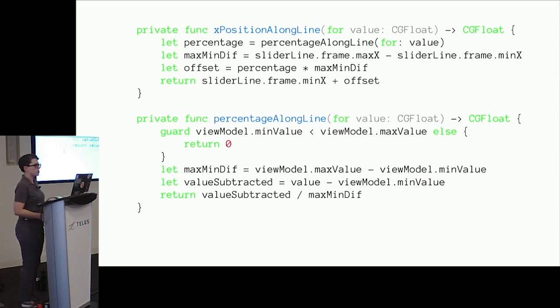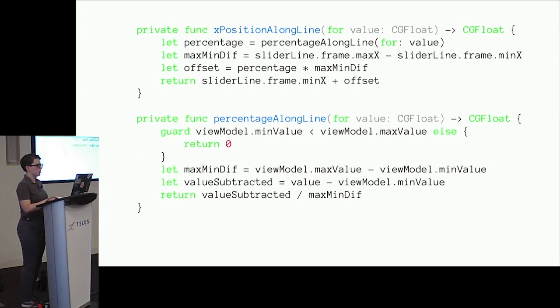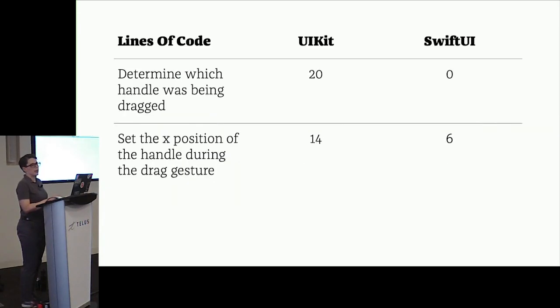So this was the previous UIKit code. We had to determine the X position of the handle, and the SwiftUI version takes about half as much code. Here are some comparisons of the lines of code. To determine which handle was being dragged, it was 20 lines of code in UIKit, and in SwiftUI, it is 0 lines of code. To set the X position of the handle during the drag gesture, it was 14 lines of code in UIKit, and in SwiftUI, it was 6 lines of code.